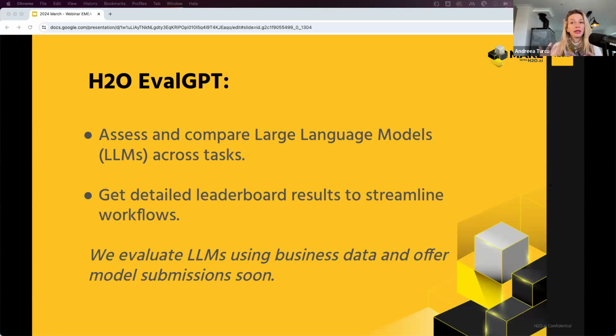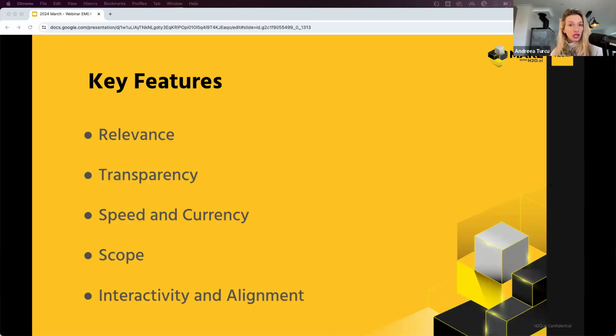And this helps in selecting the most effective model that is tailored for your specific task. Some of the key features that H2O LLM EvalGPT has is relevance, meaning it assesses popular LLMs on industry-specific data. And if you are interested in this domain, usually when you are searching for an open source LLM, you can see that it has been already developed or fine-tuned on particular industries.